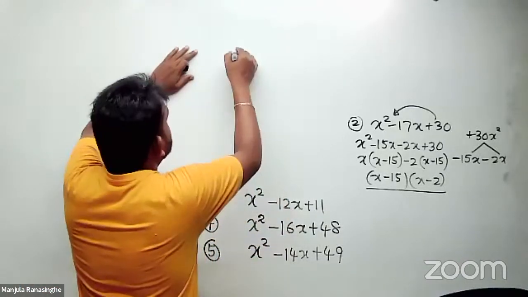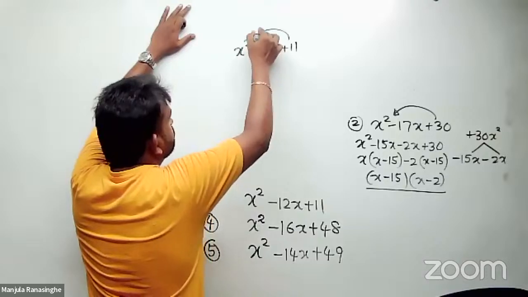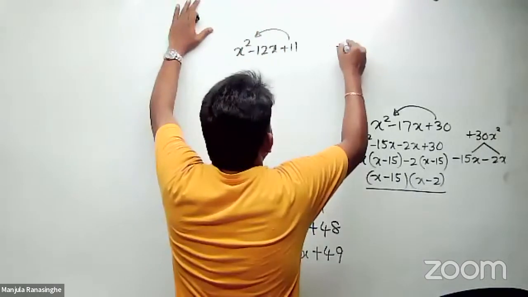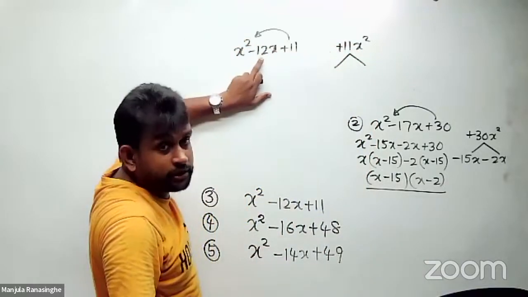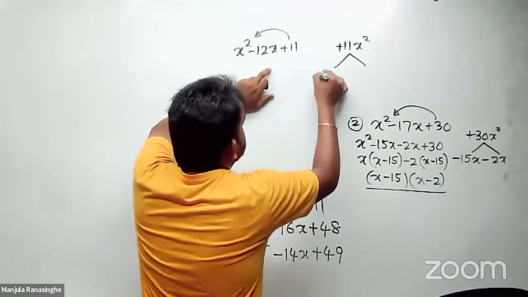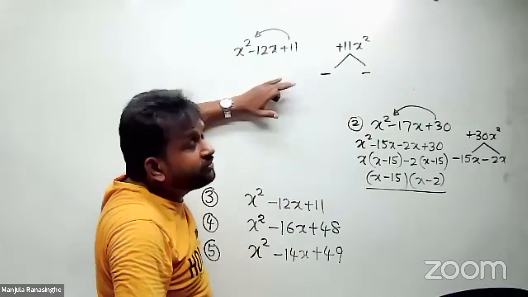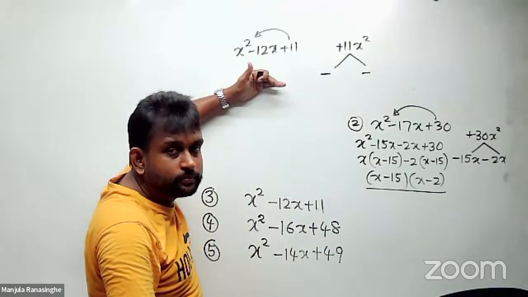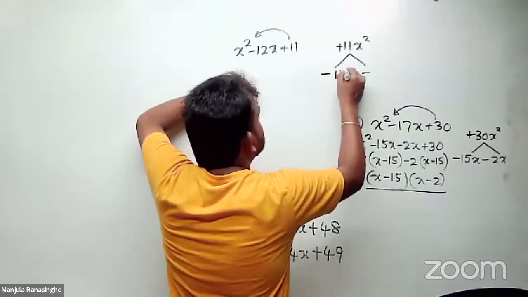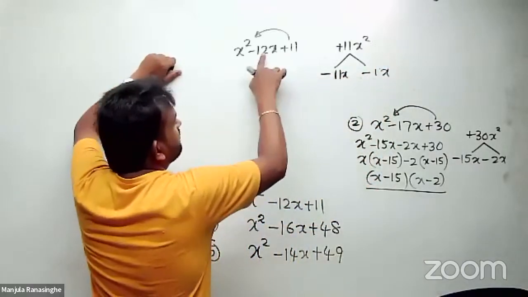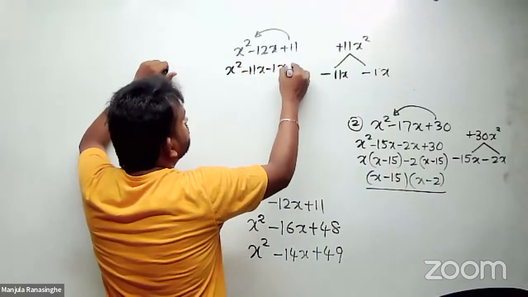Now this one, x squared minus 12x plus 11. You multiply these two together, plus 11 into x squared, for the product, and the sum shall give negative 12x. So both shall be negative because the product is positive and the sum is negative. Now 11 has only one pair, 11 into 1. What happened? 11 plus 1 is 12. Both are negative, so I can write minus 11x minus 1x plus 11.